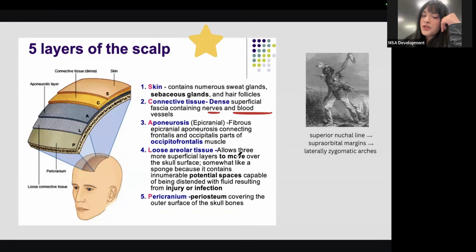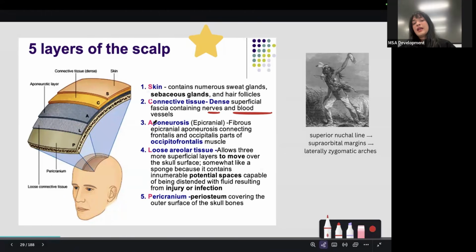Number four is the loose areolar tissue. This is a very, very important layer because it allows the three more superficial layers to move over the skull surface. So basically, if you move the superficial layers, it is because the loose areolar tissue is allowing you to do so. And it contains a lot of spaces. It's like a sponge. And that's really bad because there are arteries and veins, probably veins actually, going directly into the brain. So if there's an infection in this layer, it's going to go into your brain, and that's going to be really bad. Then you have the pericranium, which is the periosteum covering the outer surface of the skull bone.